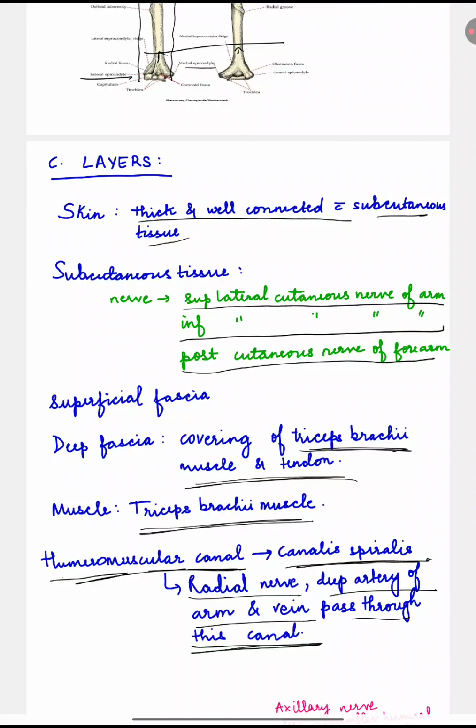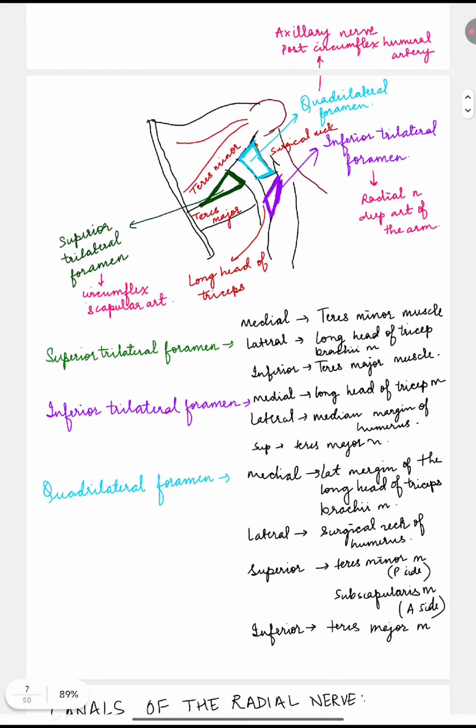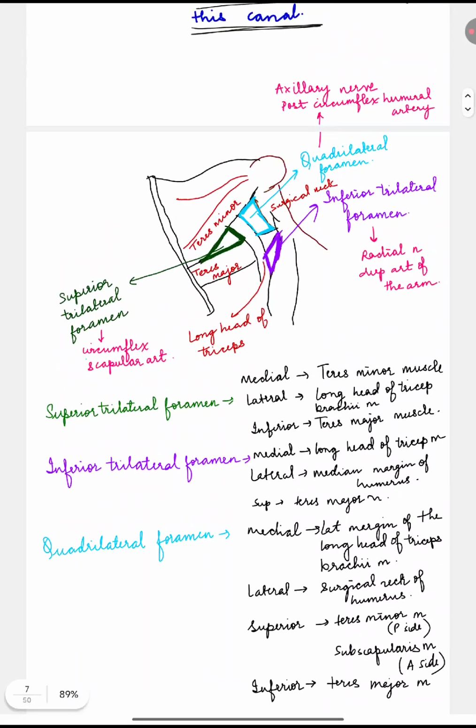through this canal. Okay. Now we will learn about a few triangles and foramina in the arm region: superior trilateral foramen, inferior trilateral foramen, and quadrilateral foramen. Now where are these foramina situated? First is the superior trilateral foramen.